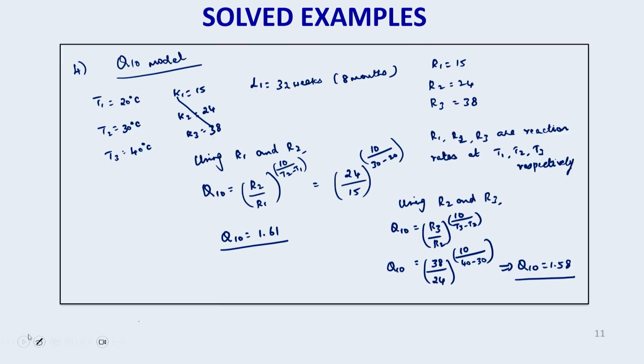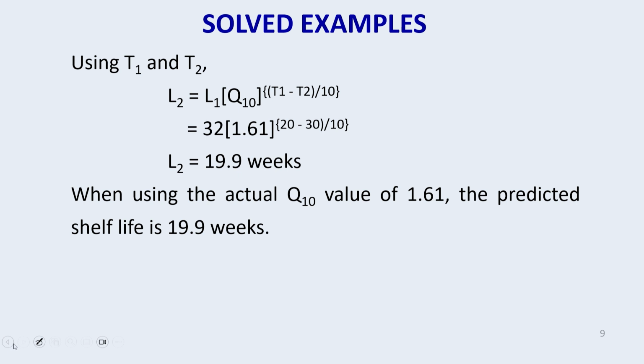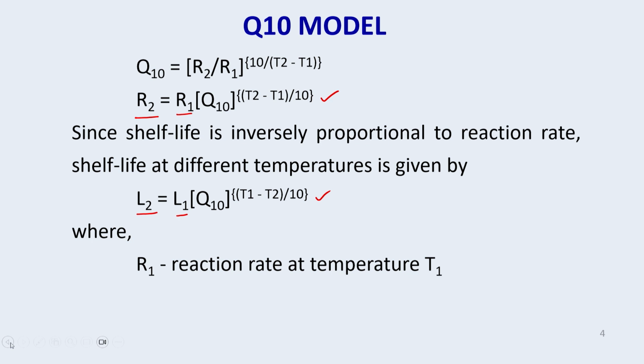L2 equal to L1 into Q10 to the power of T1 minus T2 by 10. So T1 minus T2 divided by 10. If you go back to the Q10 model theory, this is the formula I have written. This is nothing but L2 by L1 equal to Q10 to the power of T1 minus T2 by 10. So this is the formula which I have used there. So I will be using this formula.